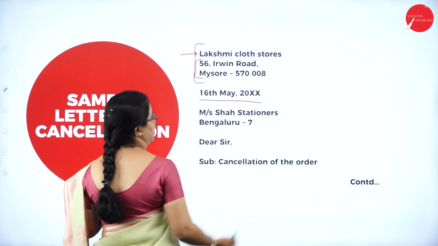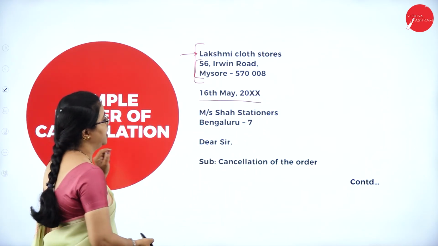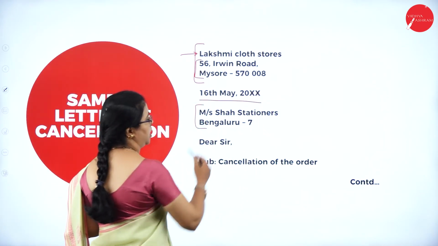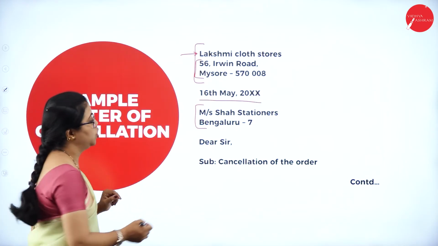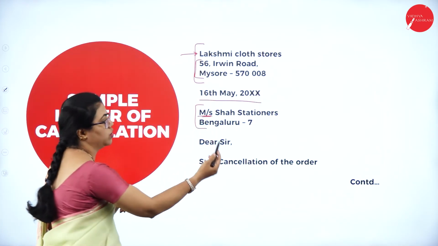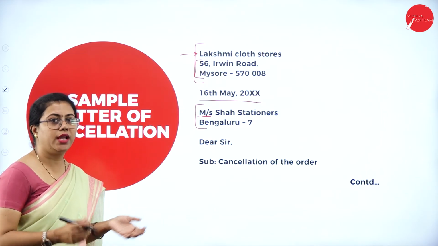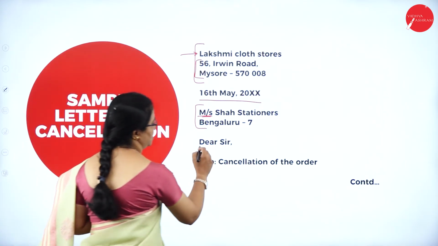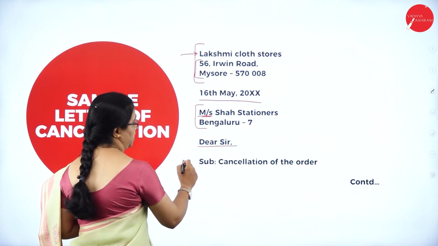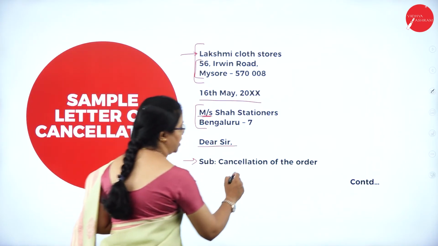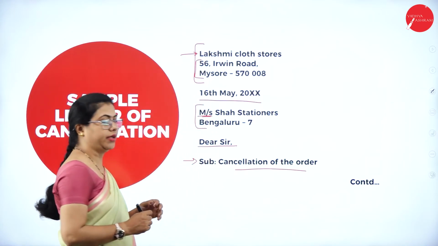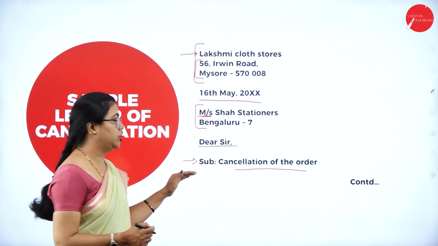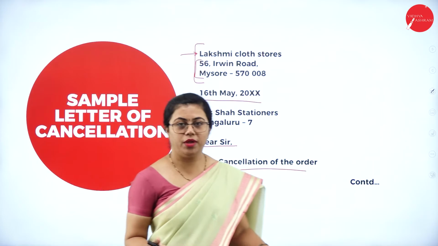Fine, then comes the date. Fine, then they are writing it to Messrs. Shah Stationers, Bengaluru. So here Messrs shows that there is more than one person running it. Okay, it's a group of people, maybe a partnership. Then comes the salutation. Then comes the subject line. What is in the subject line? Cancellation of the order. Now they are referring to the order, something which is going to be cancelled.